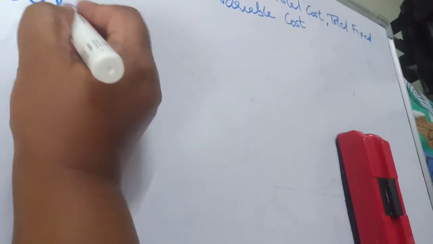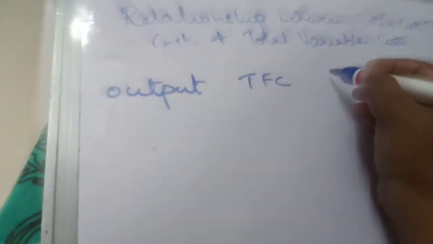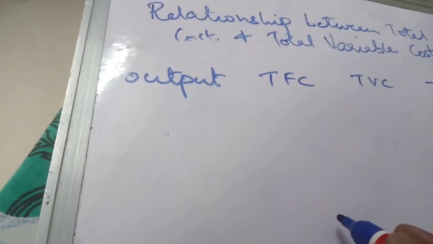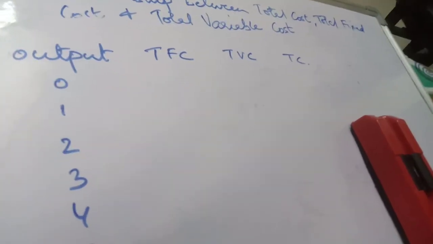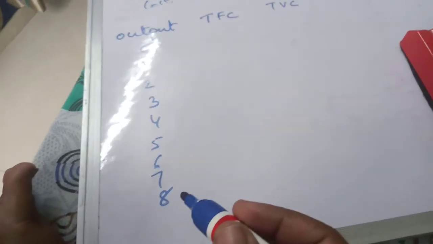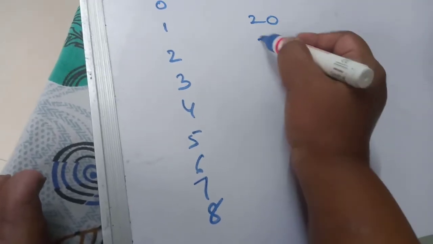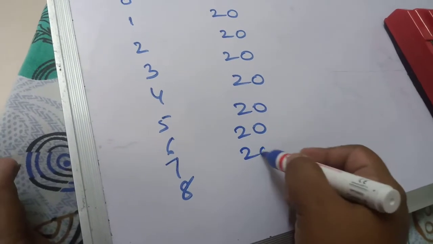So output, TFC, TVC, and finally TC. Okay, output 0, 1, 2, 3, 4, 5, 6, 7 and 8. Okay, TFC is going to be constant: 20, 20, 20, 20, 20, 20, 20, 20 and 20.